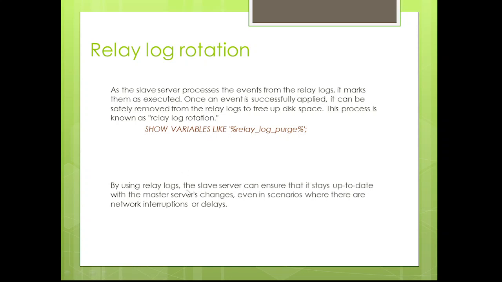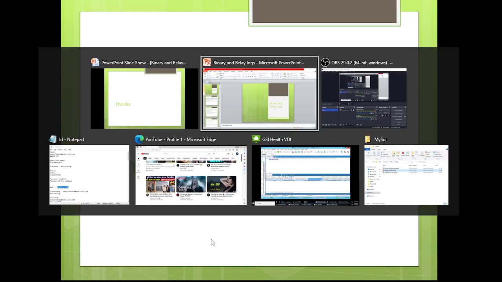By using relay logs, the slave server can ensure that it stays up to date with the master server changes. And even in scenarios where there is a network interruption, we have already discussed this. Once the connection is restored, the slave server will read the binary logs from the position where it left off. Okay, so that's all, and we'll be talking more in the lab.